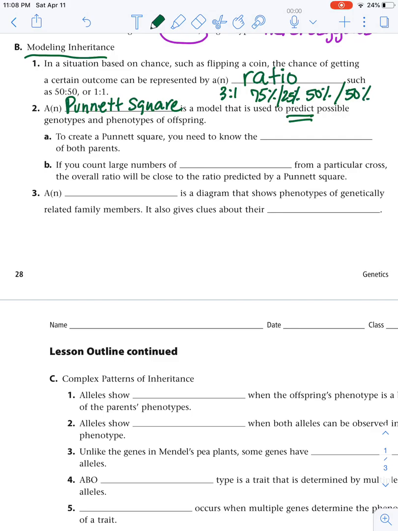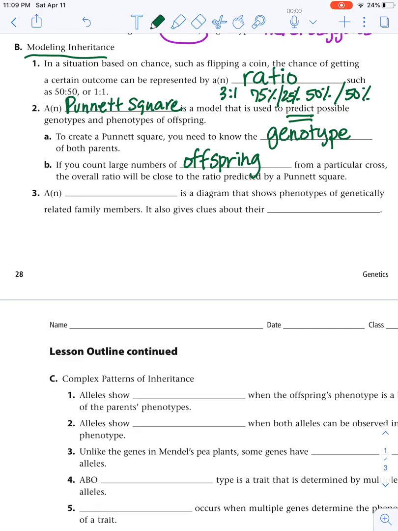All right, so to create a Punnett square, first you need to know the genotype of both parents. Letter B, if you count large numbers of offspring from a particular cross, the overall ratio will be close to the ratio predicted by a Punnett square.